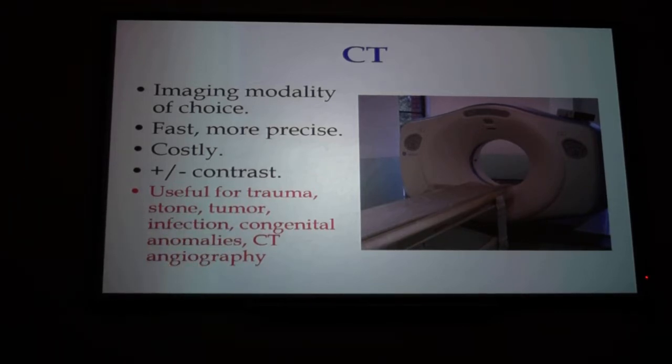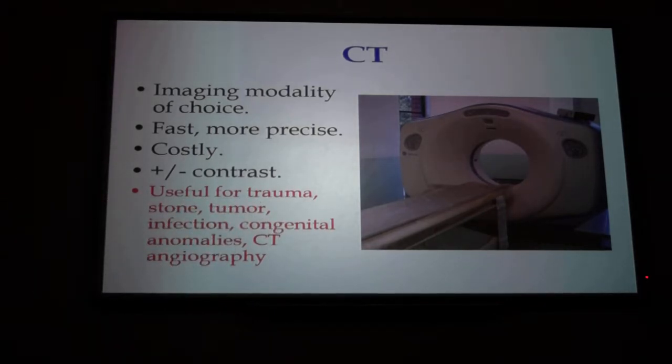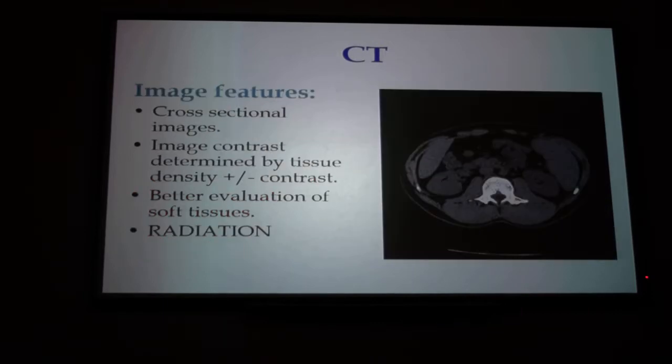So angiography. Angiography is a good way because if you suspect renal artery stenosis, you can evaluate this after injecting contrast. So additional information can be given, especially in cases of trauma, where it is very useful because you need a result immediately.